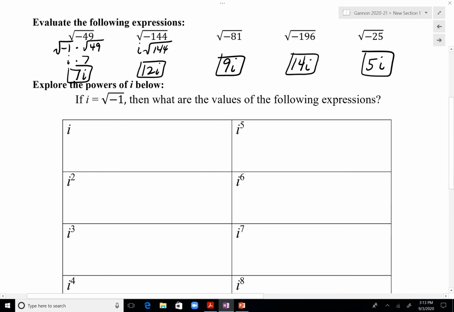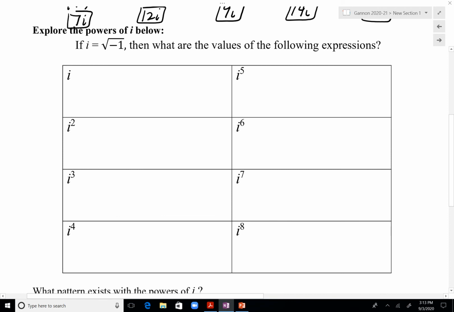Now, we're only going to explore two powers of i. i is equivalent to the square root of negative 1, which means that i squared is the square root of negative 1, quantity squared. Anytime you square a square root, they're inverse operations, so they cancel each other out, which means that i squared really is negative 1. That's going to be an important idea in this unit.